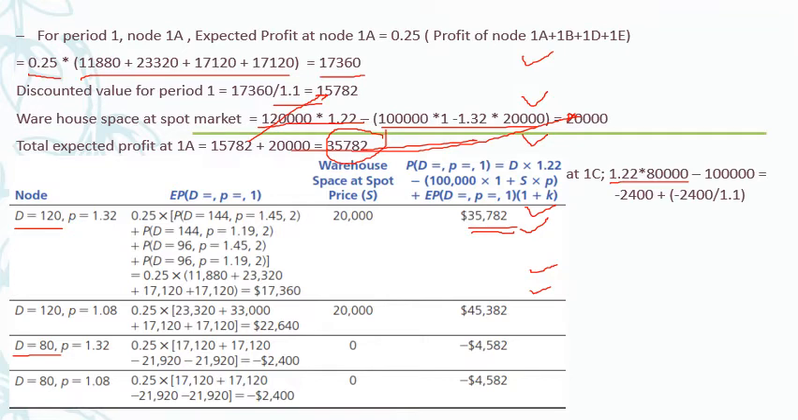How much extra? 20,000 square foot rent extra. What was the prevailing rent at that point of time? 1.32 rupees per square foot. So I had paid 1.32 into 20,000 extra while calculating the expected profit at node 1A.